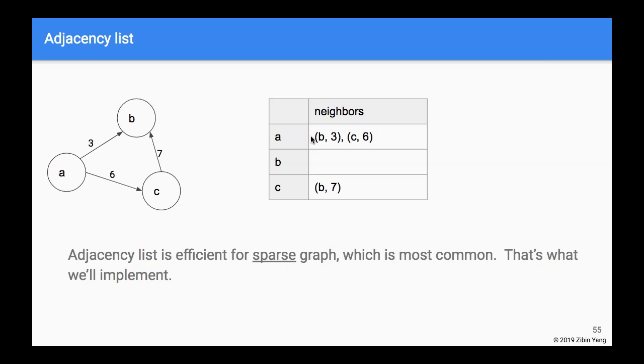So for the same graph, for each vertex we just keep a list of all of its neighbors, possibly with the weights or costs. A has two neighbors, B and C. Going to B, the weight is 3, going to C, the weight is 6. Same thing for C, going to B it has a weight of 7, and then B has no neighbors as far as the directed edges go. Again, an adjacency list is a lot more efficient if the graph is sparse. And because graphs are mostly sparse, this is the more commonly used approach, and that's what we'll do.